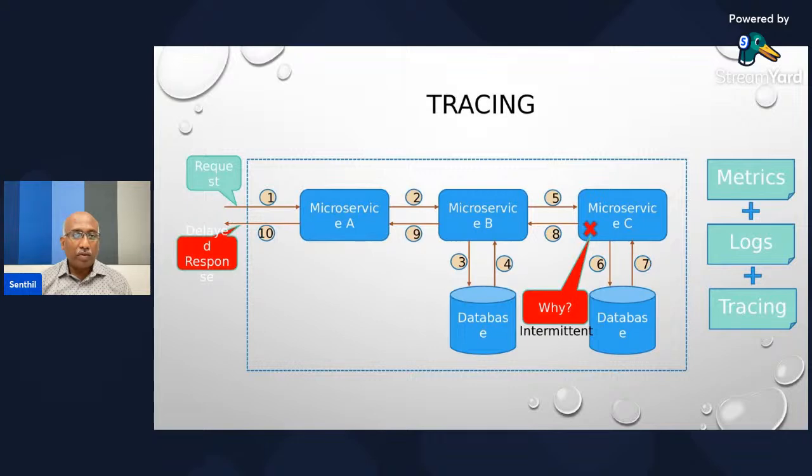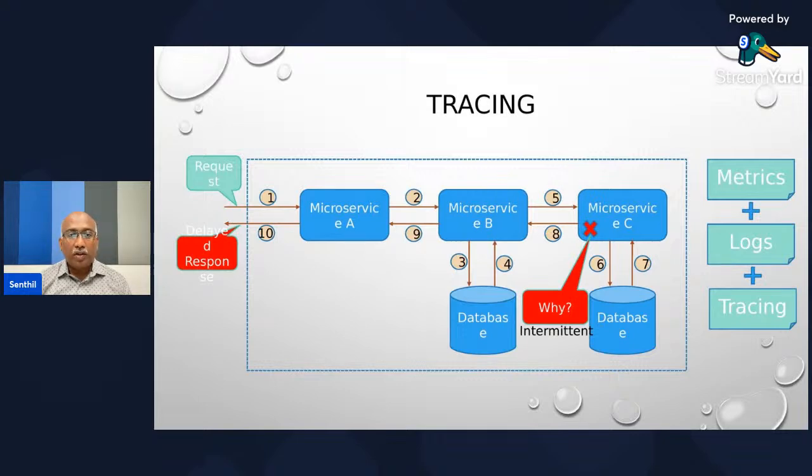Because microservice C in this case will be accepting n number of requests, and for you to figure out which particular request is subjected to this delayed response just by looking at the logs is actually very difficult, if not impossible. And this is where tracing will help you, because when we talk about tracing, what it does is it actually generates a trail.